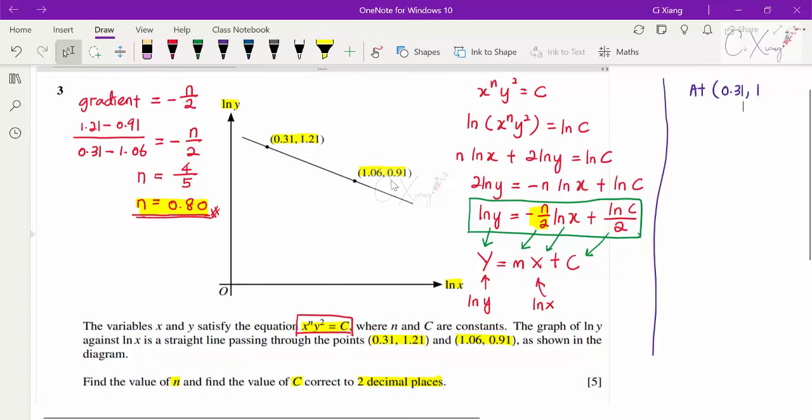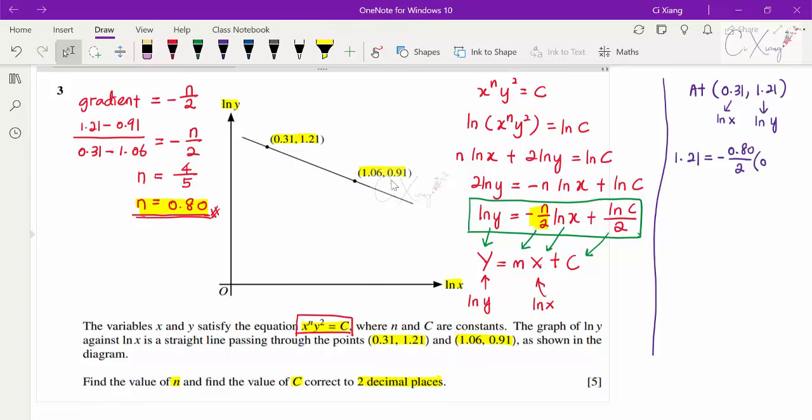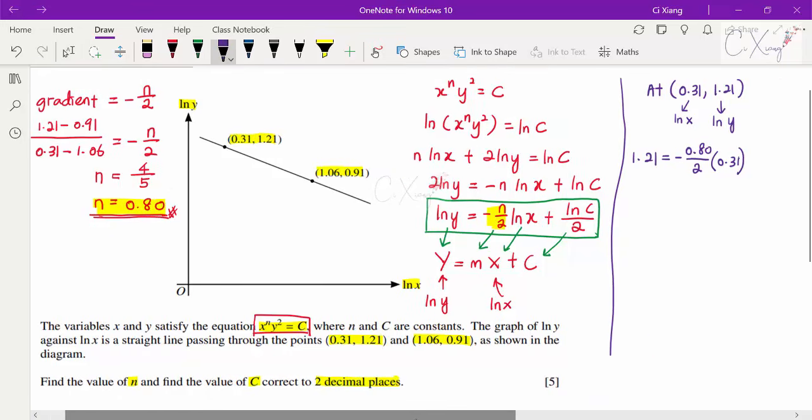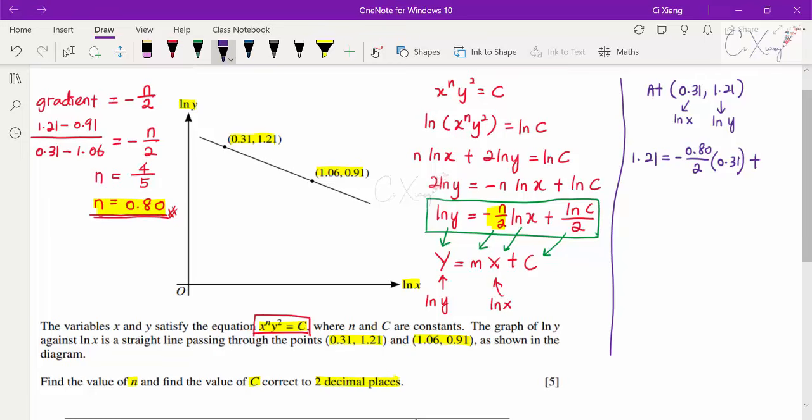0.31 with 1.21. So this is the value of ln x, and this is the value of ln y. So I will substitute: 1.21 equals negative n over 2, where n is 0.80, like what we calculated just now, then divided by 2, ln x. ln x will be 0.31. And after that we have plus ln c, so plus ln c divided by 2.